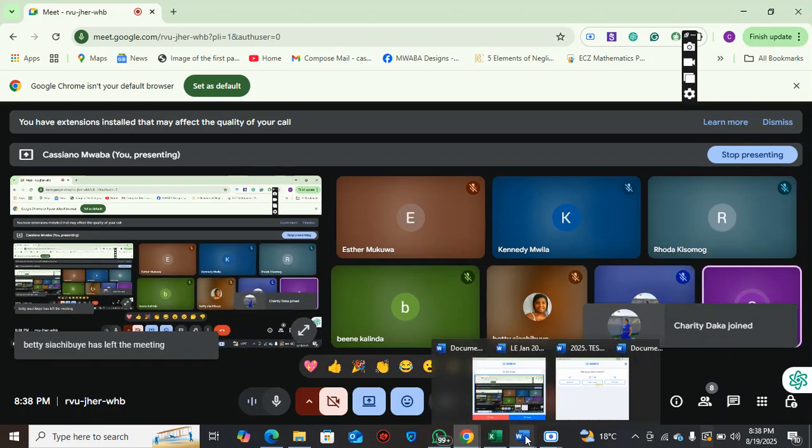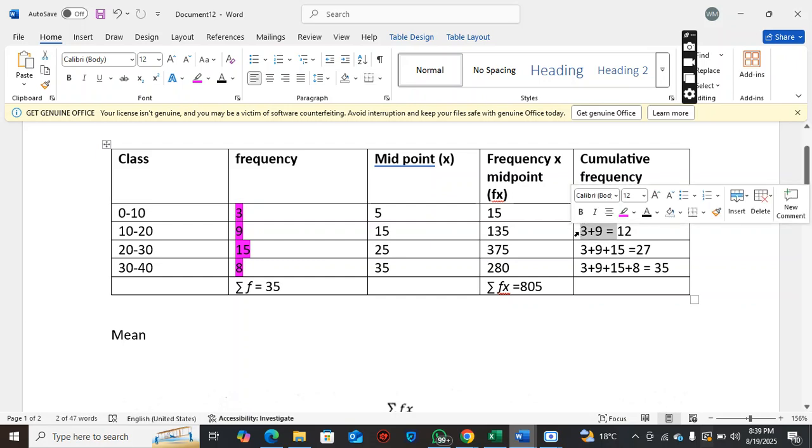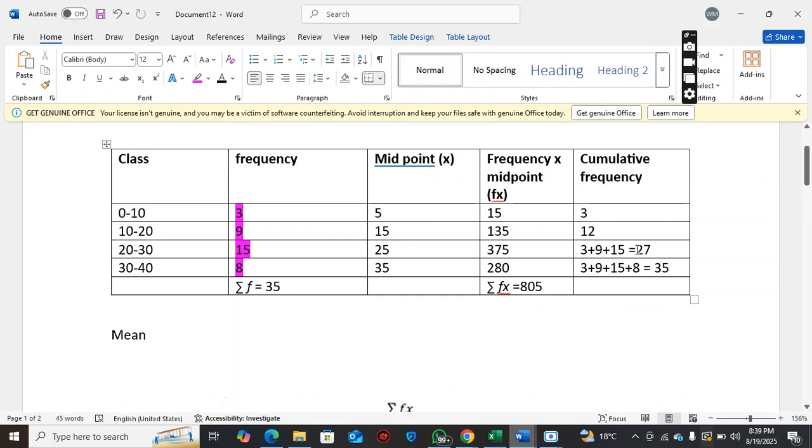So are we all okay with how I've determined these values for our cumulative frequency? Okay, let me just put them here like that.